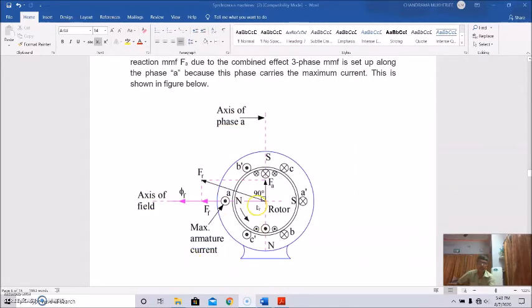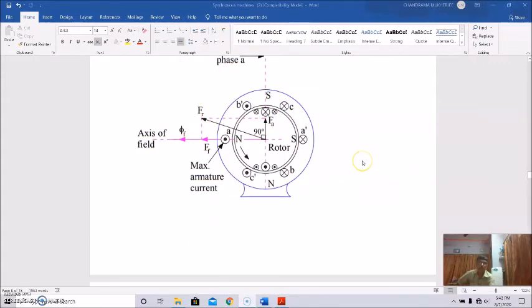This is shown here: the armature current for a unity power factor load, with the excitation EMF in the same phase. As a result, this is the armature MMF, along which the armature flux will be generated. The resultant of the field MMF and the armature MMF gives the resultant MMF FR. This is the coil carrying maximum armature current, and these are the coils B dash and C dash, carrying less armature current, under the north pole.